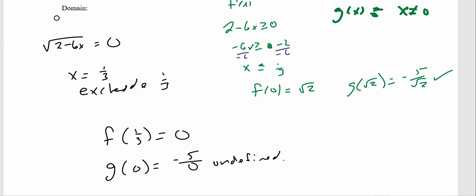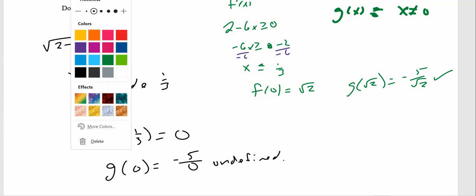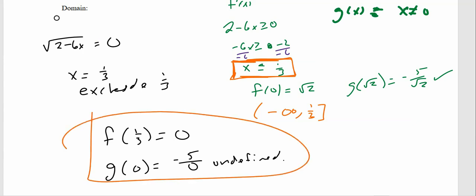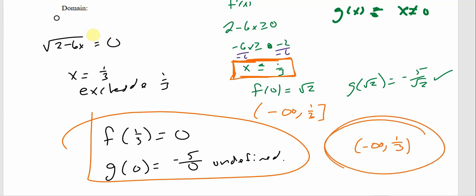I think I just said that wrong. I had to pause for a second. So our domain, because of the square root part, we would start with negative infinity to 1/3. But then, because of this issue, we have to throw out the 1/3. So our domain is actually negative infinity to 1/3 with the parentheses, and that's what we need.